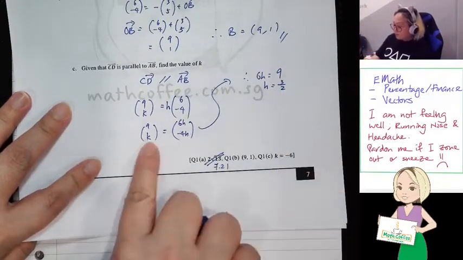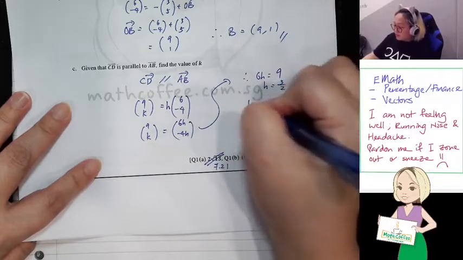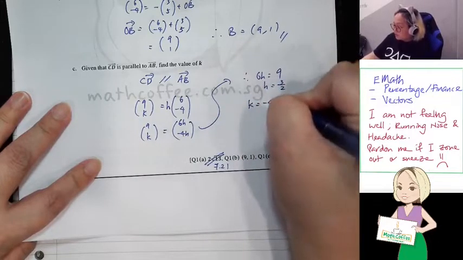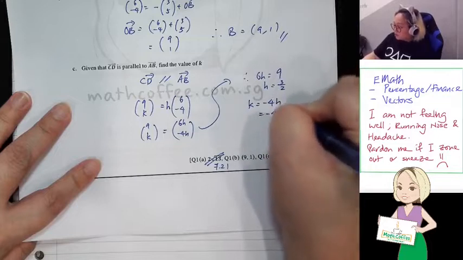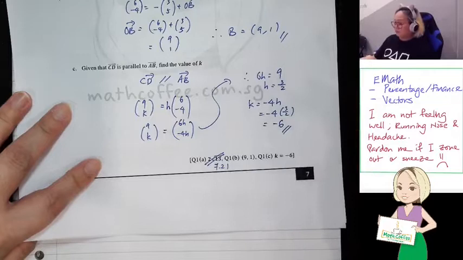Then after that, I want to solve my k, right? Minus 4h is k. So k is equal to negative 4h, which is negative 4 times 3 over 2, and you get minus 6. And you're done.